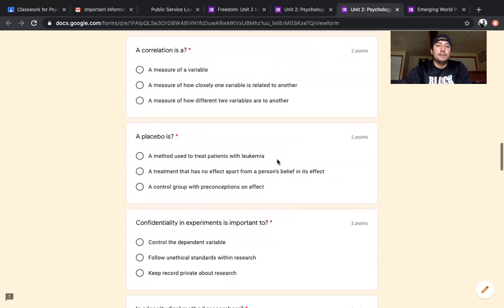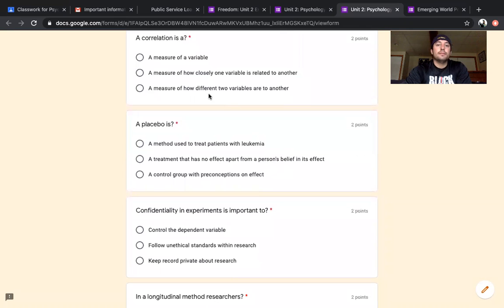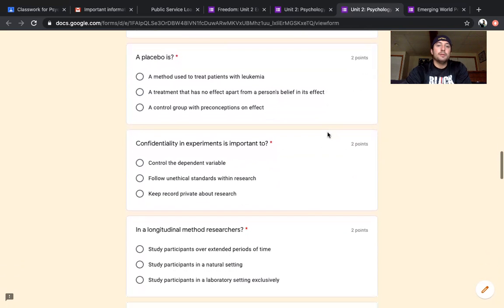A correlation is a measure of how closely one variable is related to another. There you go. Relationship. A placebo is a treatment that has no effect apart from a person's belief in its effect.